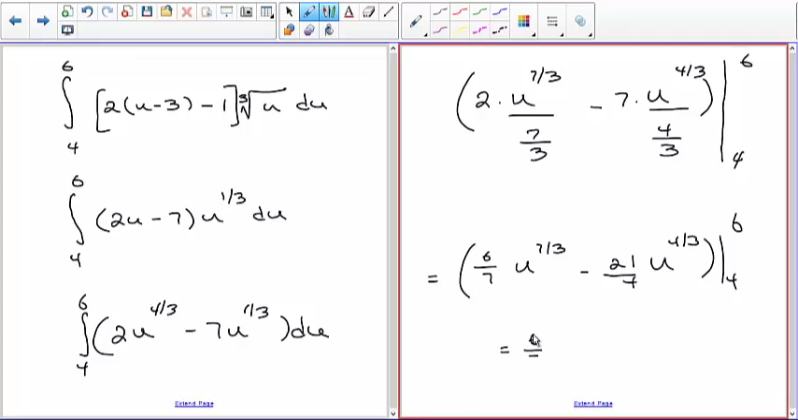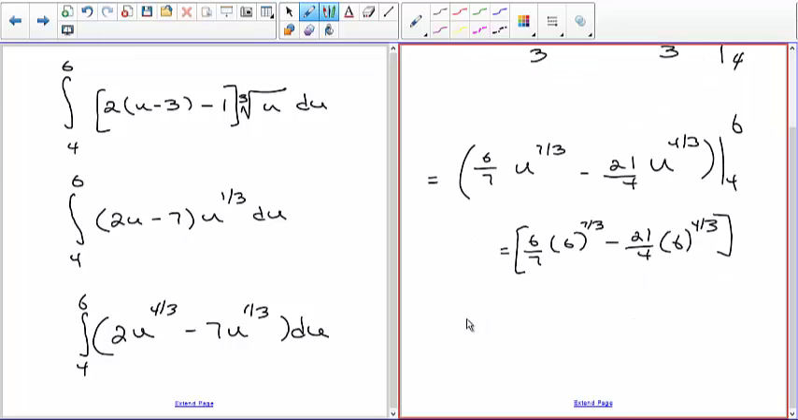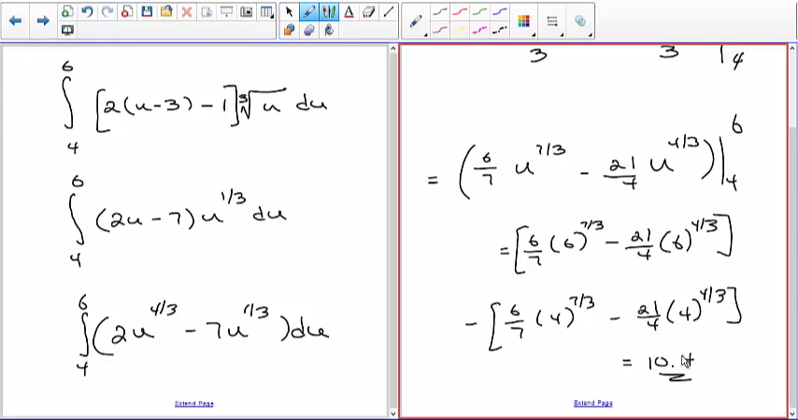So you have 6/7 times 6 to the 7/3 power minus 21/4 times 6 to the 4/3 power. So that's the function evaluated at the upper limit. And then you subtract the function evaluated at the lower limit. And if you do that, you get 10.4. And that's your final answer. So there you go.